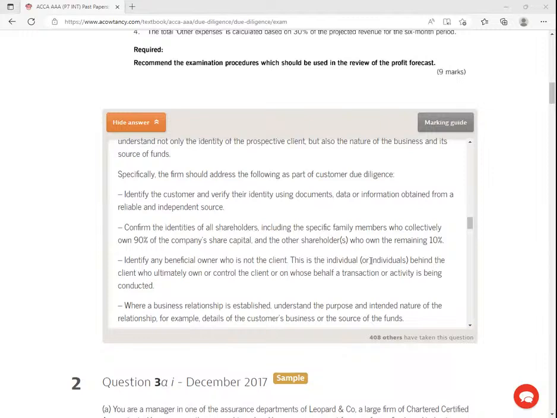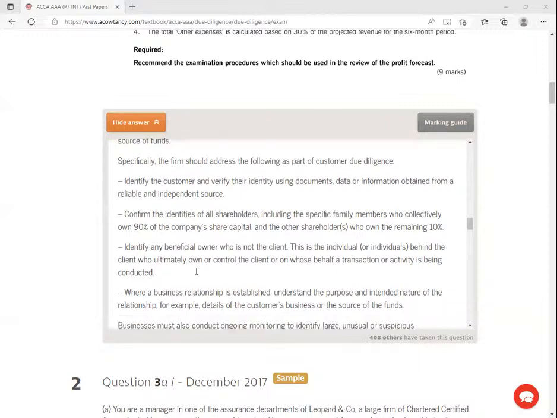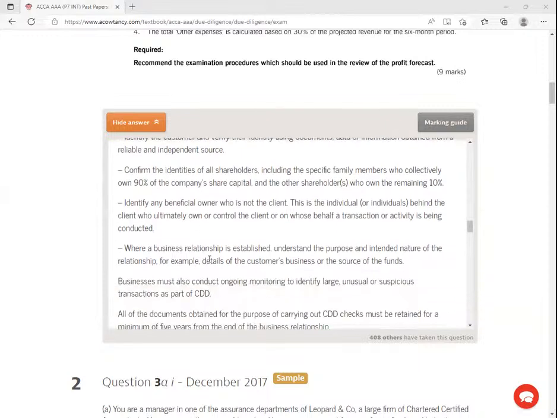This is the individual or individuals behind the client who ultimately own or control the client, or on whose behalf a transaction or activity is being conducted. Beneficial owners, right? Where a business relationship is established, understand the purpose and the intended nature of the relationship. For example, details of the customer's business or the source of their funds. Just get to know how these guys are sourcing their funds.